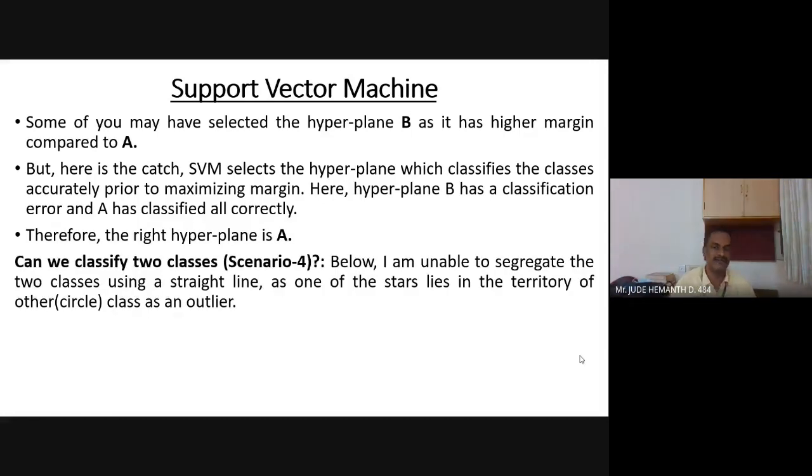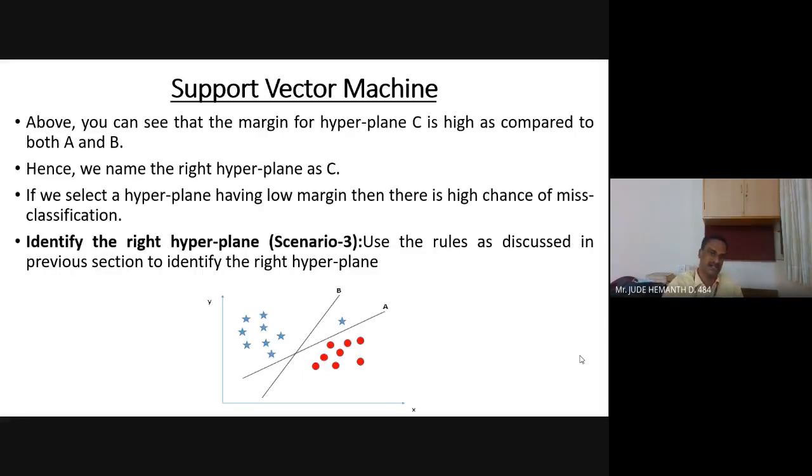Now we go for scenario 4. Scenario 3 is actually a mixture of scenario 1 and 2. What is scenario 4? You have some data like this. In the previous case, with the line, you could miss one star or misclassify it and put it in another category. But here, I am unable to segregate the two classes using a straight line, as one of the stars lies in the territory of the other circles. In the previous case, the star is closer to our star. Even though it is in the circles category, it is a bit closer to the star.